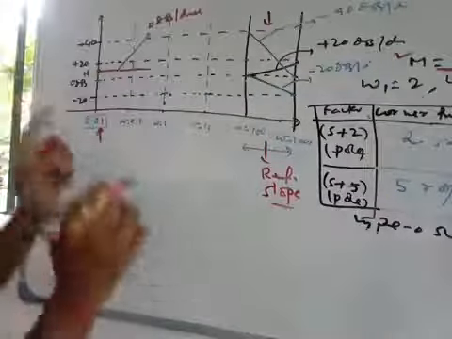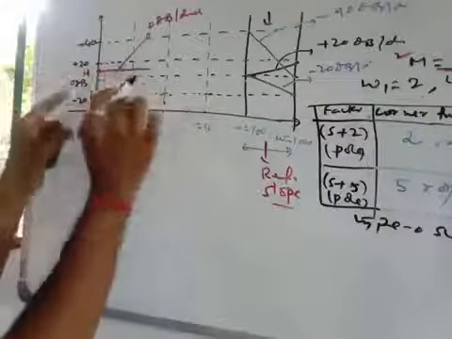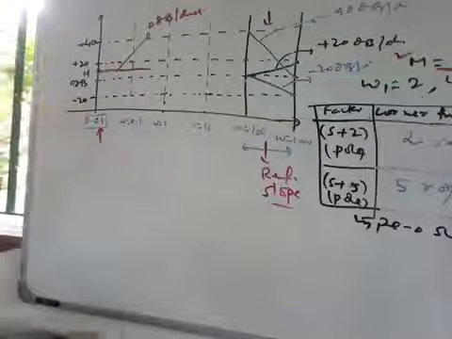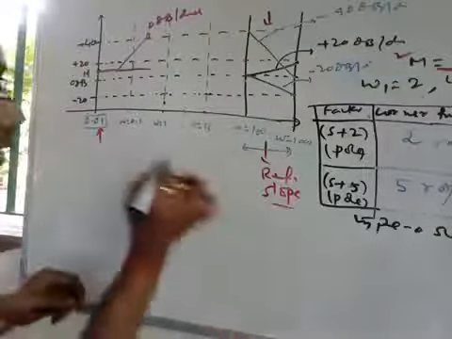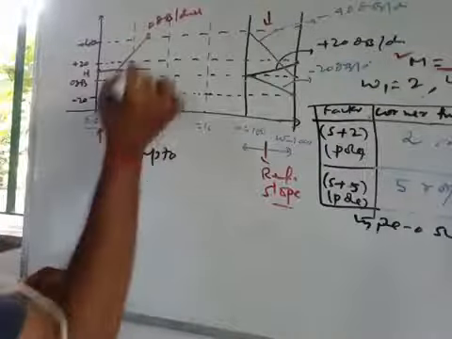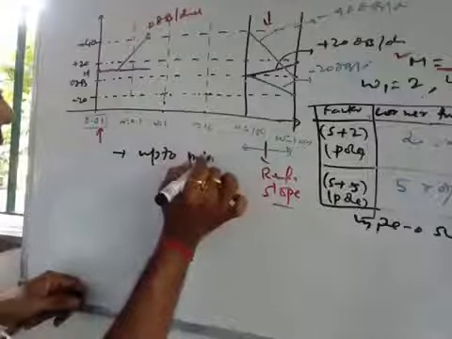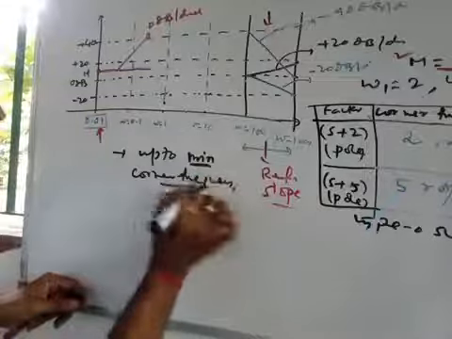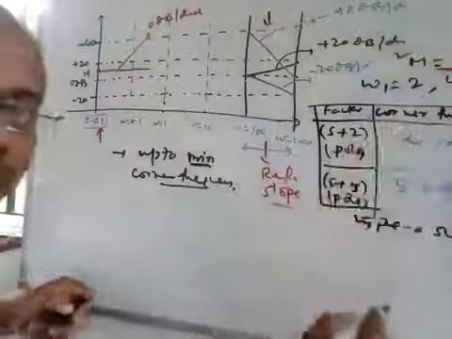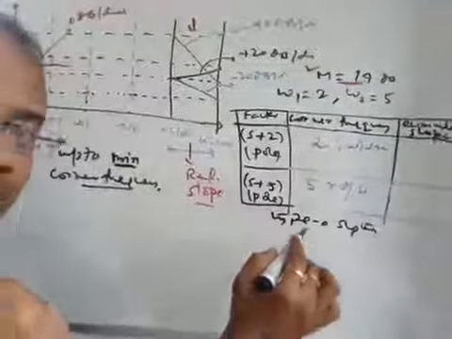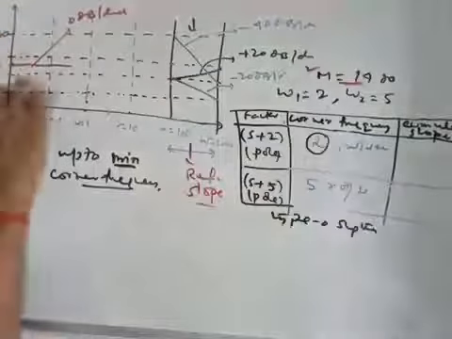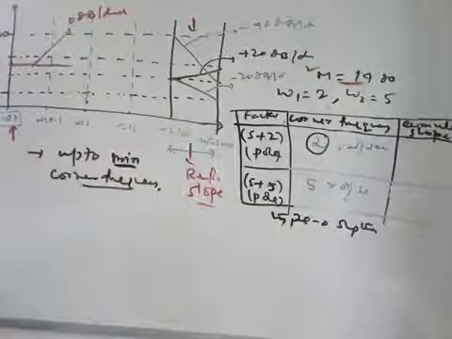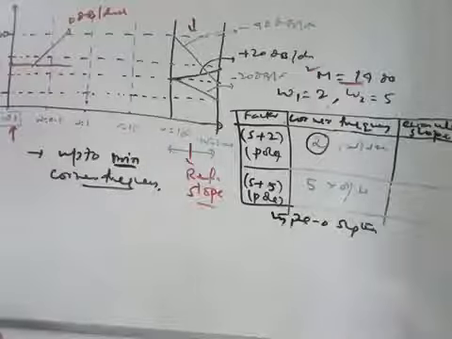There is no problem. And how far will this line be extended? That line will be extended up to the minimum corner frequency. So here, what is the minimum corner frequency? From the corner frequency table, you see the minimum corner frequency is 2. So this line is to be extended up to 2.